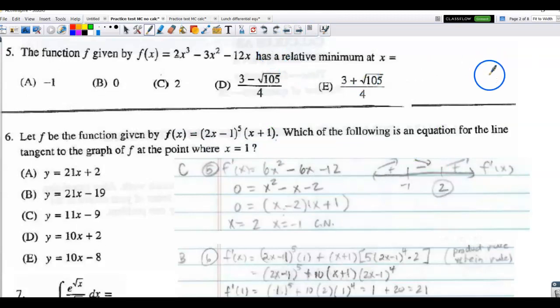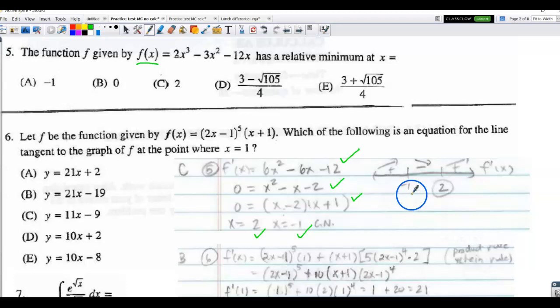The work for number 5 is down here. In number 5, we're looking for a relative maximum. This is f original. So I'm going to find the derivative of f using the power rule, which is what I did here. I divided both sides by 6 because I have a common factor of 6. I carefully did my factoring and made sure that my signs were correct. I found critical numbers of 2 and negative 1.